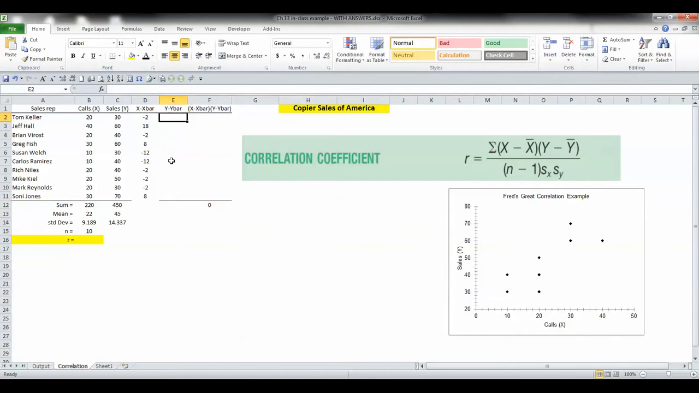As we did with the x minus x bar, we do the same thing for the y minus y bar. We take the y value for each of the sales reps, subtract from it the y bar, we hit F4 to make it a fixed cell reference, and we calculate that out all the way down. Now, as we see up here, we take the x minus x bar, multiply it times the y minus the y bar.